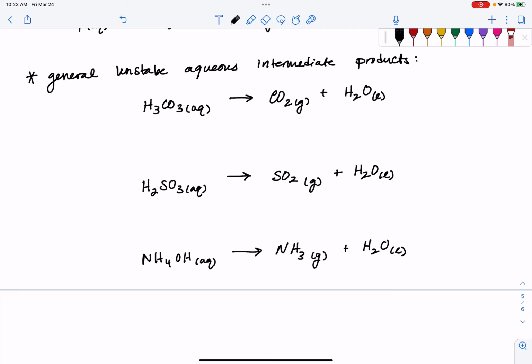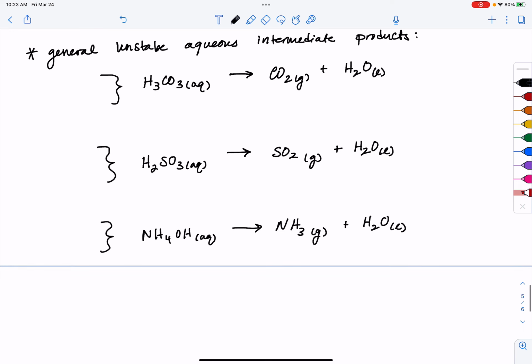So let's think about anything that could react to form each of these intermediates that are unstable. So anything that contains a CO3, like carbonate or bicarbonate, reacting with H+, those can generate carbonic acid.